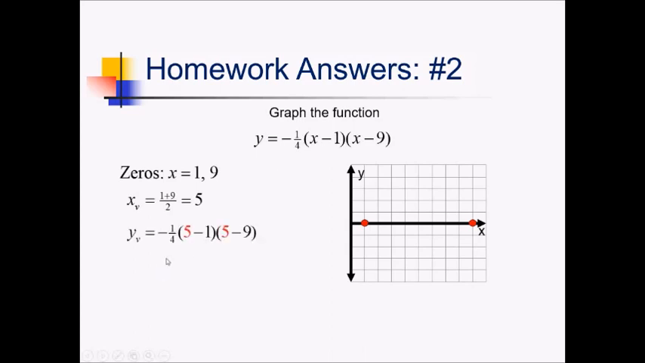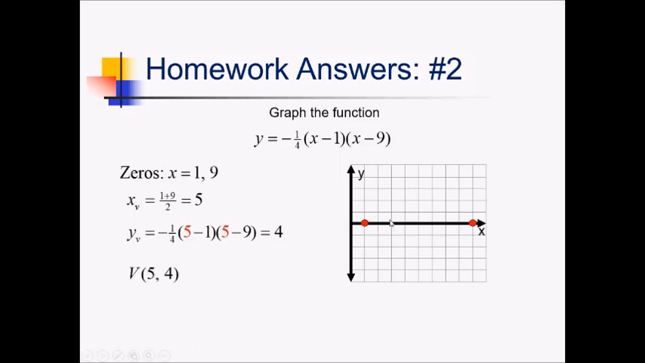So plugging in 5 for x in that original, we've got 5 minus 1, which is 4. 5 minus 9 is -4. So that 4 times -4 gives me -16. And -1/4 of -16, that's going to be +4 when all is said and done. So we have the point 5, 4 for my vertex.